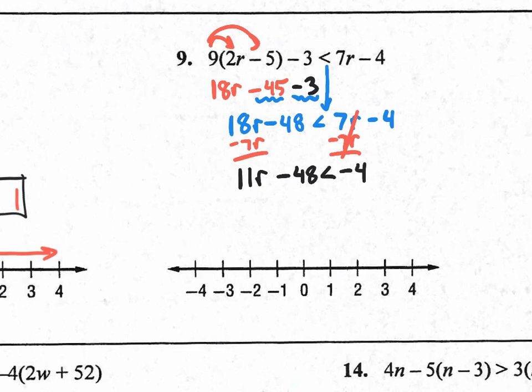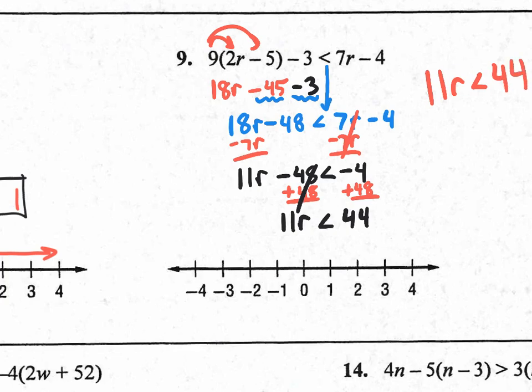Let's get r by itself. Let's move the 48 over to the other side by doing the opposite of minus 48, which is plus 48 to both sides. We end up with 11r, because these guys cancel, is less than 44. And once again, it's going to work out beautifully, because 11r being less than 44, you need to get rid of that 11 that's being multiplied in front of the r. So we're going to divide by 11, and we end up with a nice, beautiful answer.